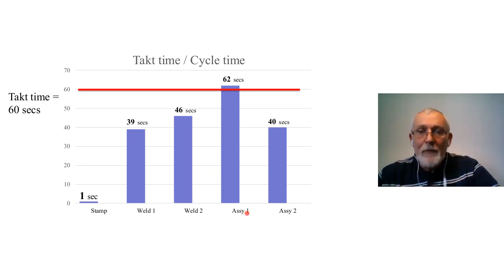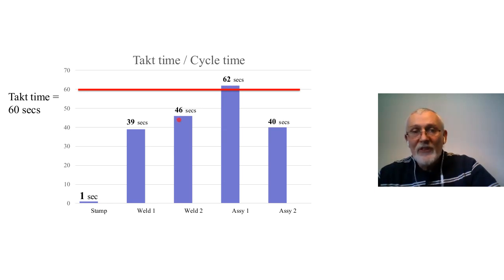Okay, so within the remaining processes, we've got my little stamp here at 1 second, and it's doing a second for us and a second for various other people. So if we look at our welding and our assembly operations, the various cycle times that we were given can be shown here against the TAKT time, which is 60 seconds. So we can already see that assembly 1, actually the time is too long.